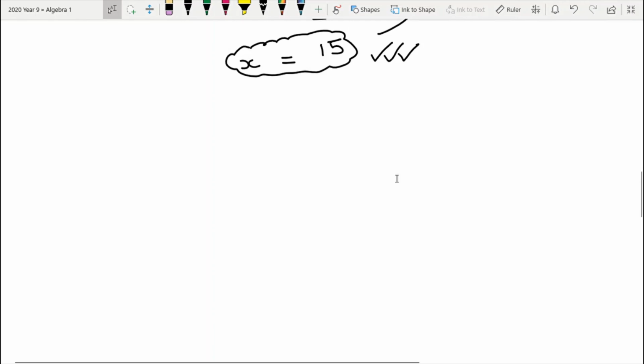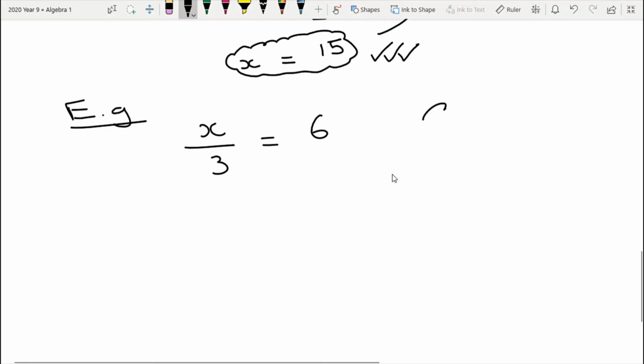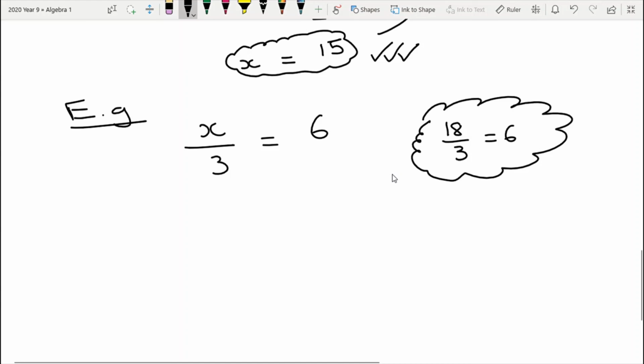All right. So now we talk about the last example, which is dividing. So we've got an example here: x divided by 3 equals 6. Surely in your head you'd be like, okay, so x divided by 3 is 6. So some number divided by 3 is 6. That number's got to be 18, right? Because that's what you think in your head: 18 divided by 3 is 6.